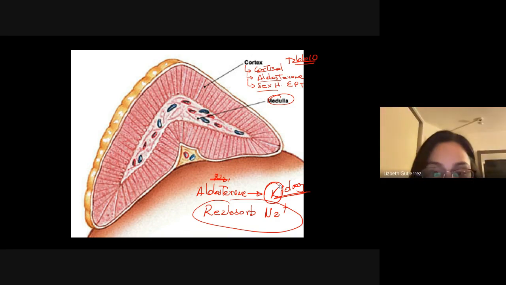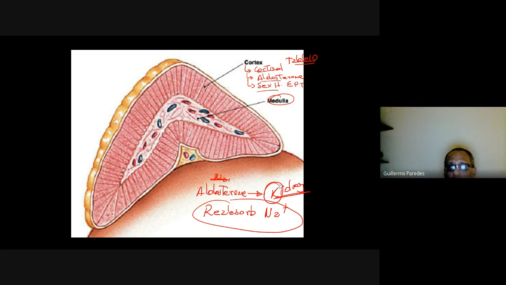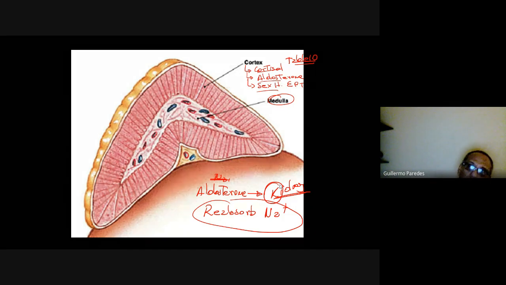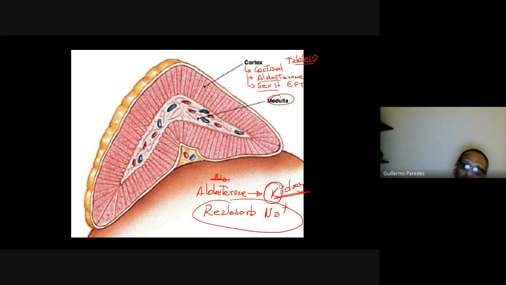Okay. Now, promise me that you're going to remember this. When sodium is being reabsorbed, why reabsorption? Why, by the way, don't I say absorption? Because the sodium is being absorbed by the intestine from your diet for the first time. First absorption. Then it goes to the bloodstream. Then it's going to be filtered by the kidney, and the kidney is going to absorb the sodium for the second time. That's why it's called reabsorption.